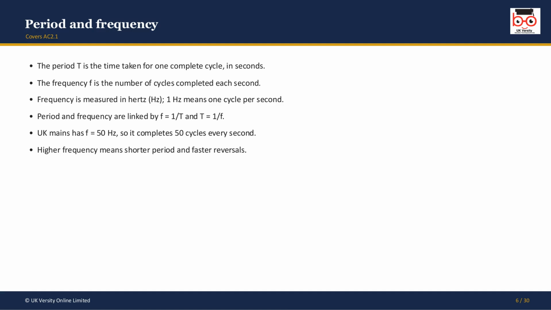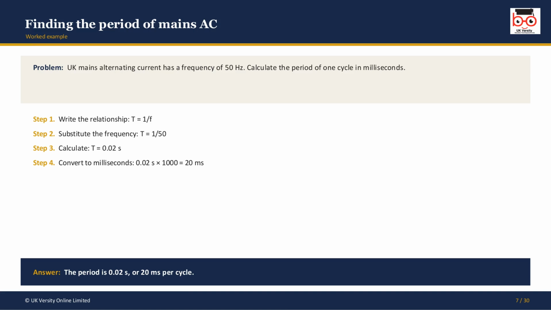Two quantities describe how quickly the wave repeats. The period, T, is the time for one complete cycle, measured in seconds. The frequency, f, is the number of cycles completed each second, measured in Hertz, where 1 Hertz is one cycle per second. They're reciprocals of each other. Frequency equals 1 over the period, and the period equals 1 over the frequency. UK mains runs at 50 Hz, so it goes through 50 cycles every second, and a higher frequency simply means a shorter period.